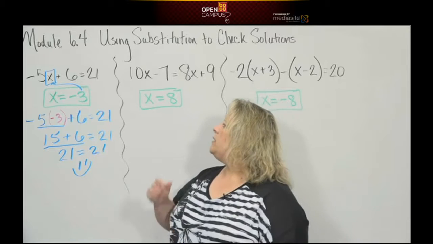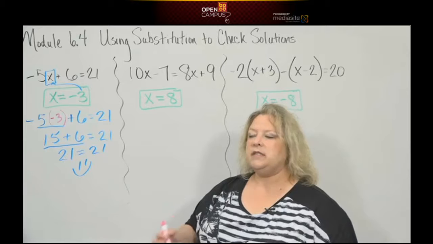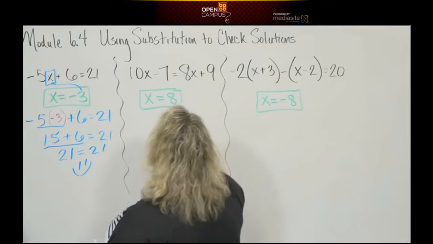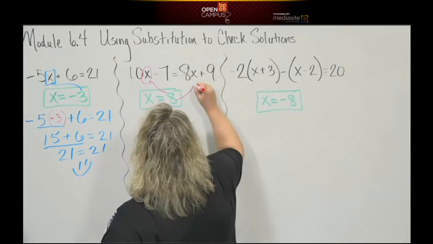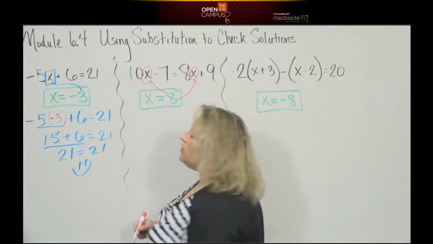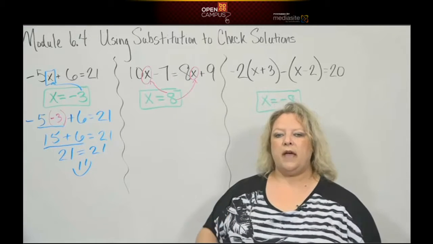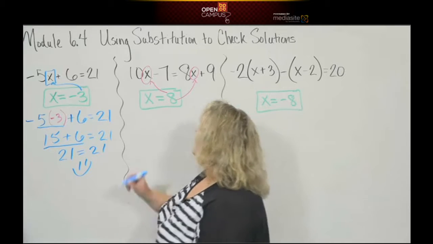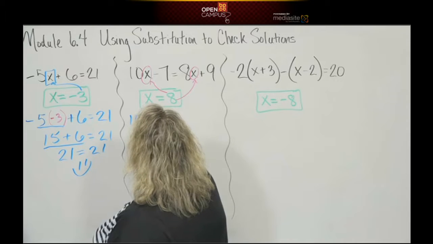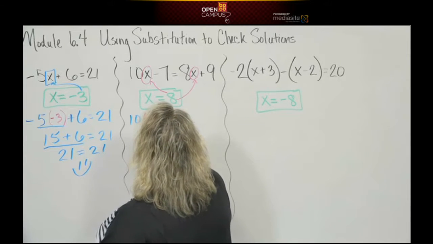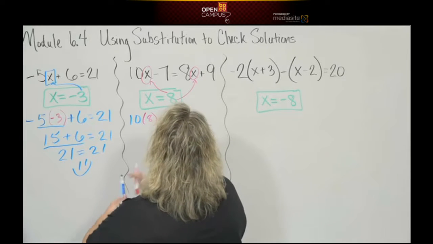Now let's go to the one in the middle. The answer that I got was x is equal to 8. This one has a variable on both sides. So I'm going to take my x and plug it in place of there and there. Make sure when you're doing substitution, wherever you see the variable, that's where your answer goes. All right, so we have 10 times our substitution, which is 8, minus 7 is equal to 8 times our substitution, which is 8, plus 9.